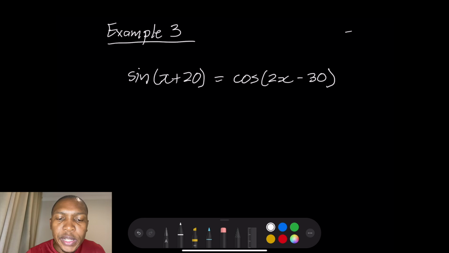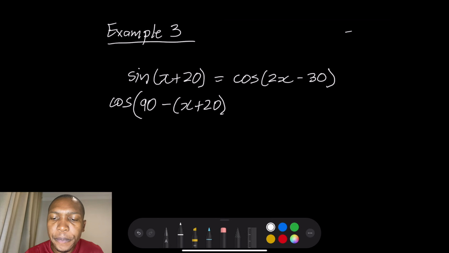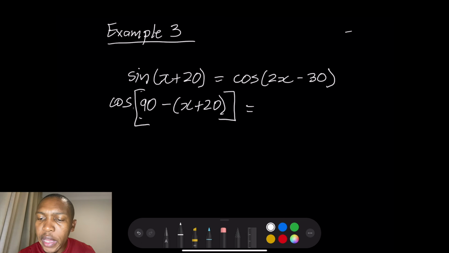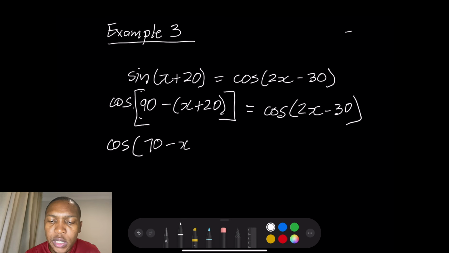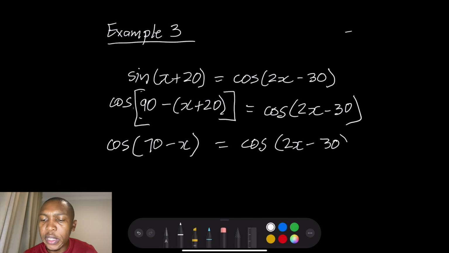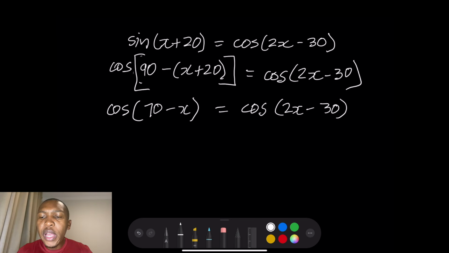So let me convert this one to cos of 90 minus x plus 20. In fact, let me just make that into a big bracket so that you are able to see that. This is equal to the cos of 2x minus 30. So let's solve what's within the bracket first. 90 minus 20 would give me 70 minus x. This is what I would end up with on the left hand side, and this would be cos of 2x minus 30. So essentially now I've got both ratios the same.